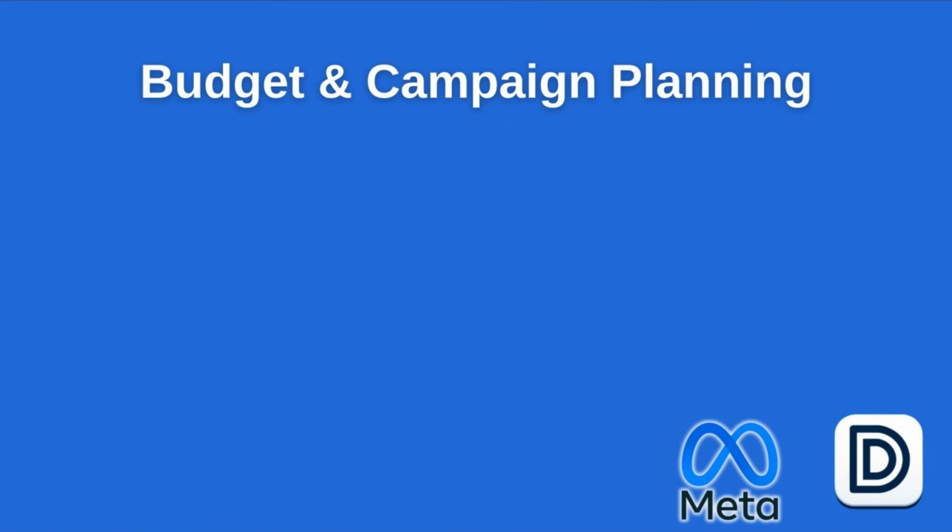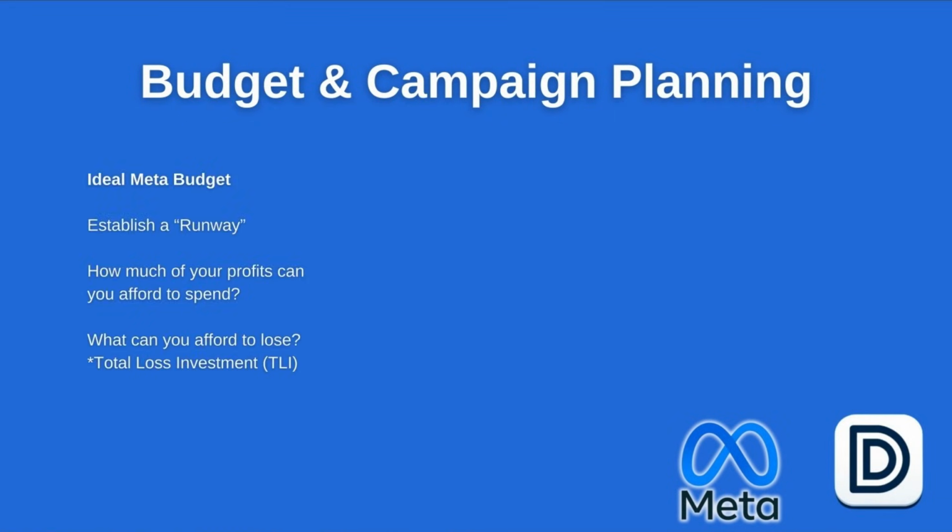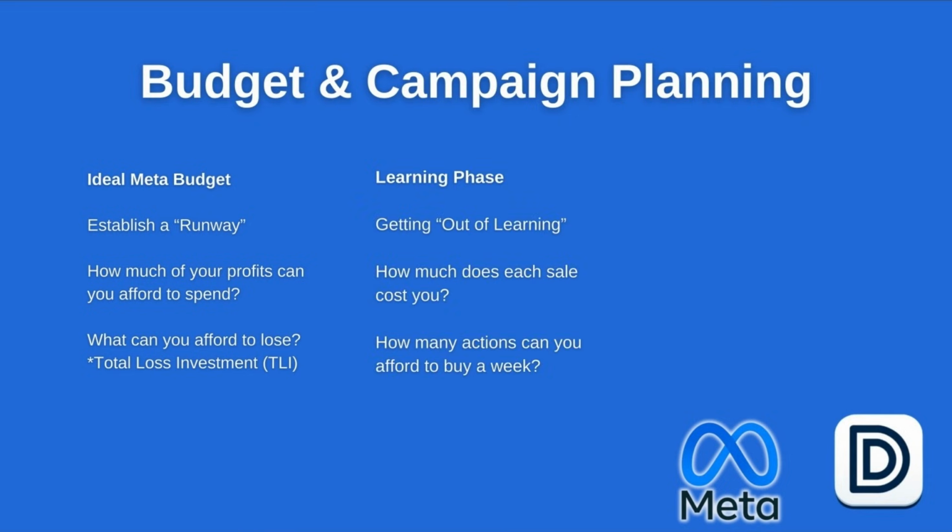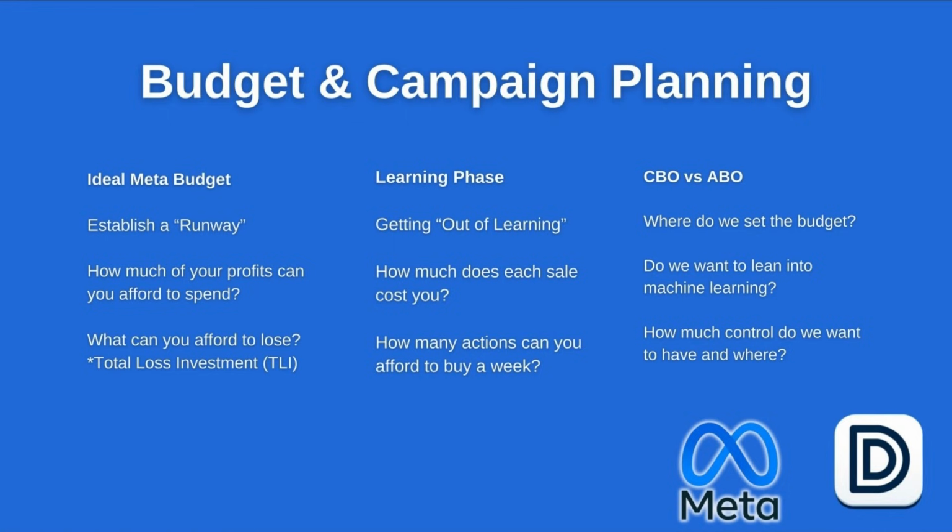Now, let's get into budget and campaign planning. First, we're going to cover your ideal meta budget. Then we're going to get into the learning phase. And lastly, we're going to cover CBO versus ABO.